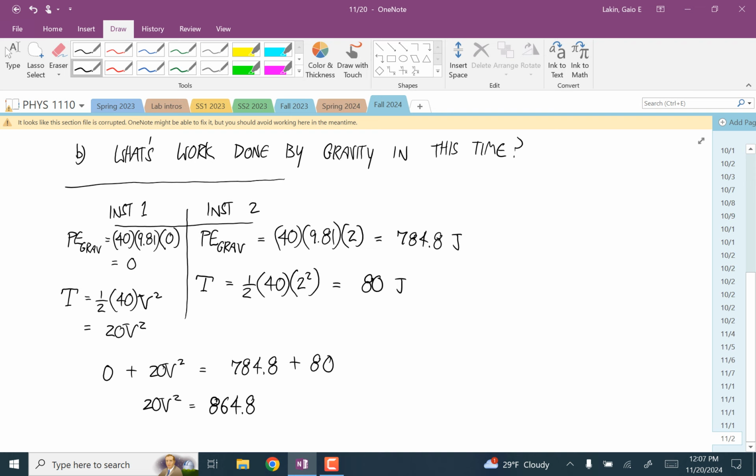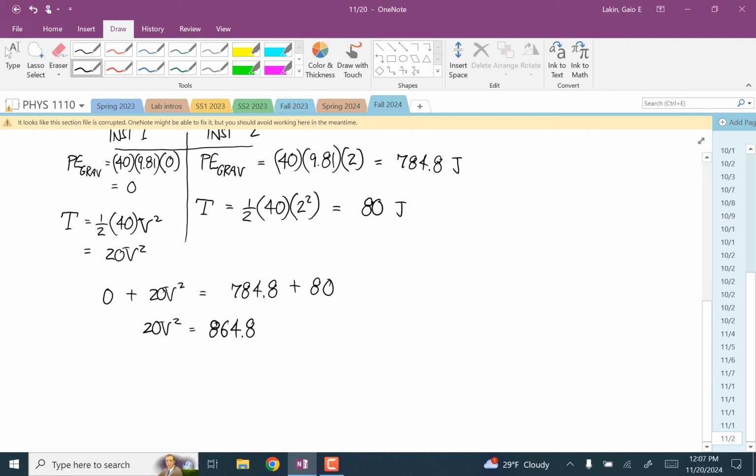Divide that by 20. And you get that v squared is equal to 43.24. And so v is equal to the square root of that. So 6.58 meters per second. And we want the positive because this is a speed. Any questions about that?